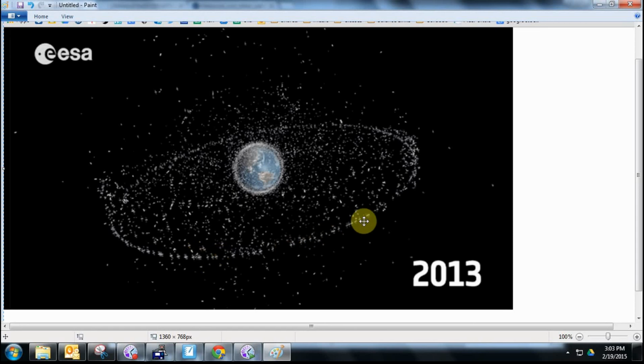This makes it look like there's a lot of them out there, but these pictures are not to scale. They put a little white dot for each satellite, but satellites are much smaller than what they're showing in this picture. And that's geostationary or geosynchronous satellites.